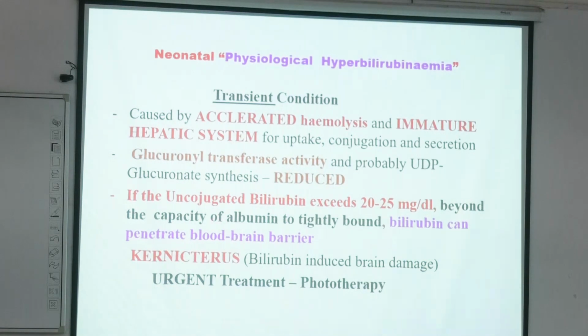The importance of this case is that if the unconjugated bilirubin exceeds 20 to 25, that will exceed the capacity of the albumin to hold it. So, being lipophilic, it will cross the blood-brain barrier, and there will be bilirubin deposition in the brain, and that will cause bilirubin-induced damage to the brain, and that is an emergency. Otherwise, there will be permanent damage to the brain. So, urgent treatment is given, phototherapy is given, and it will come down to normal.